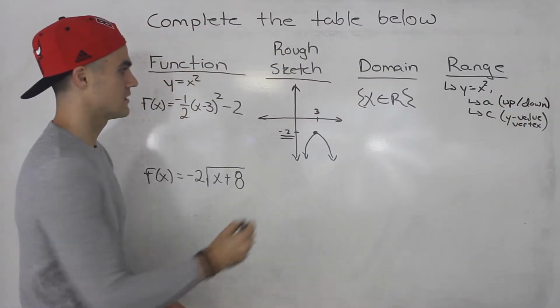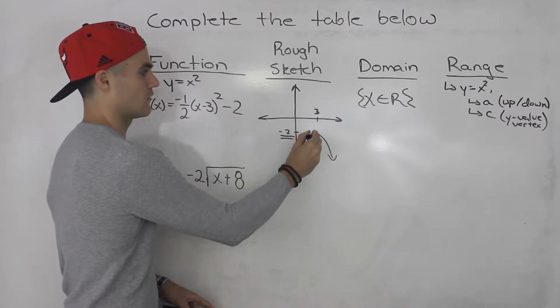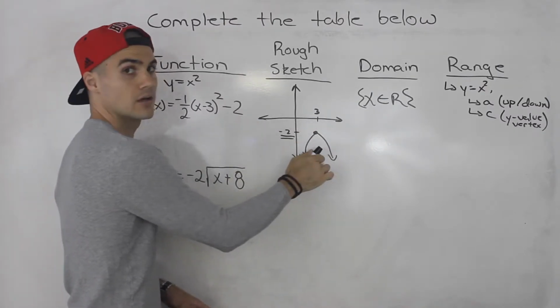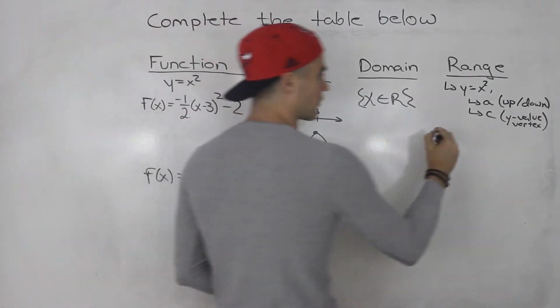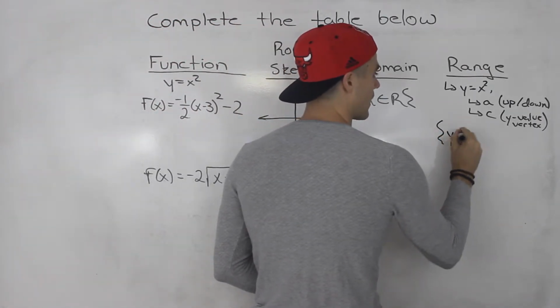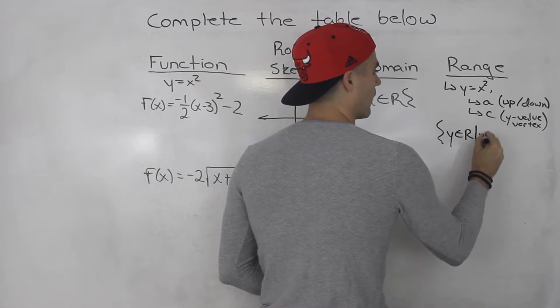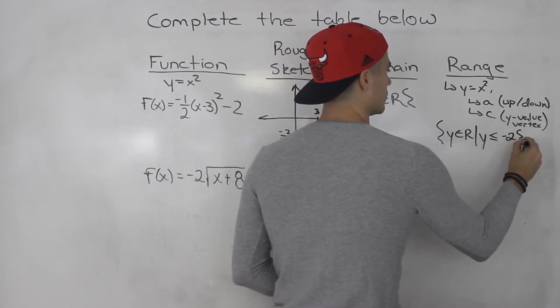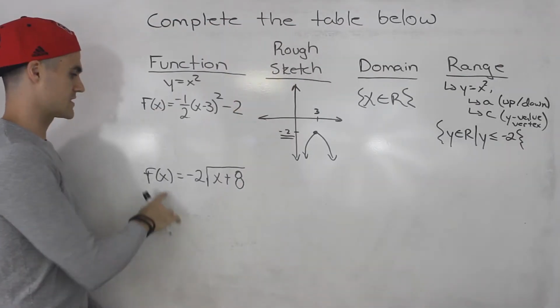So in this case, the y value of the vertex is -2, which is the c value, and this parabola is opening down. So we know that the range is y is an element of real numbers, and y has to be less than or equal to -2. Now what about this next function here?